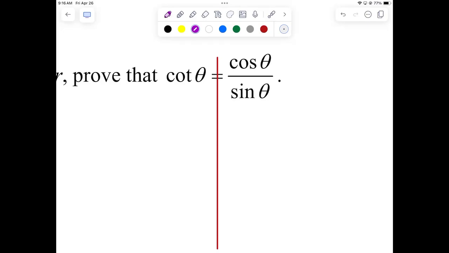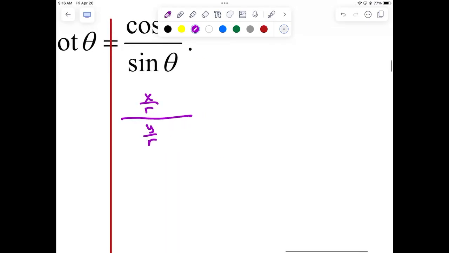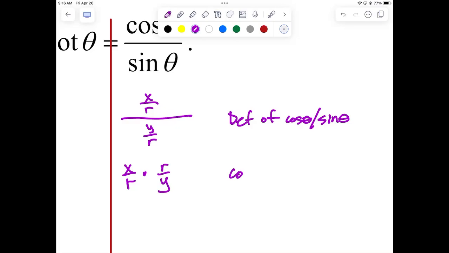So here's what we're going to do. We're going to go ahead and use the definition of cosine and sine. Cosine is x over r all over the definition of sine, which is y over r. What would the reason be? Definition of cosine and sine. Now guess what? Just like before, I've created a complex fraction. So state change flip, x over r times r over y. And that would be complex fraction.